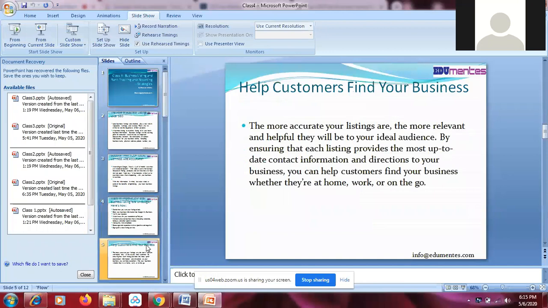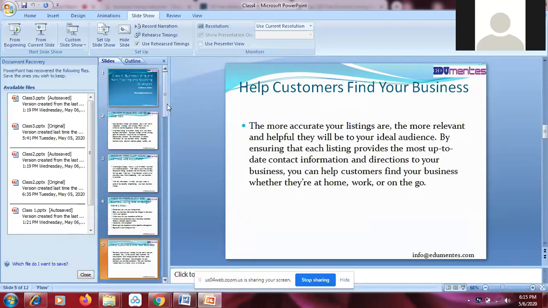We will be talking about them in a little more detail. Help customers find your business. The more accurate your listings are, the more relevant and helpful they will be to your ideal audience. By ensuring that each listing provides the most up-to-date information and directions to your business, you can help customers find your business whether they are at home, work, or on the go, because they just need to open their phone and Google it and they will get all your information.